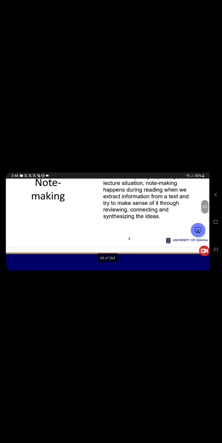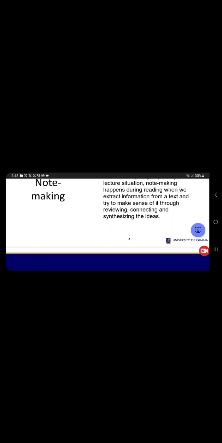If I'm in a lecture hall and a lecturer is lecturing, I jot the salient points. But if you ask me to explain it, I have a way of explaining. So me extracting that information from whatever the lecturer taught me is what we call note making. So pay attention to it. So now, as I said, through reviewing.